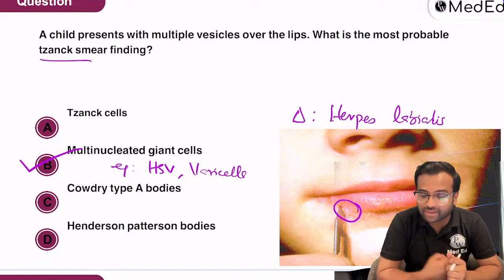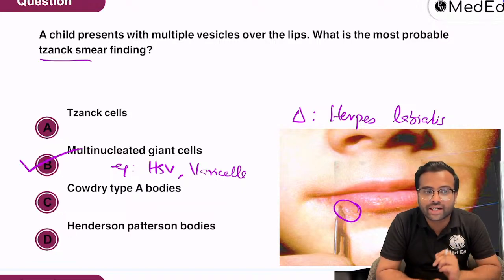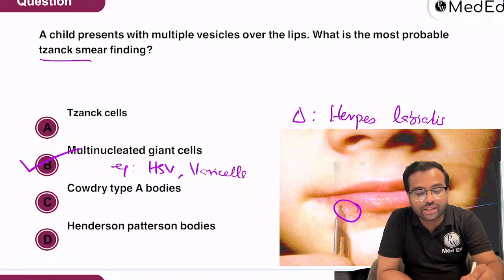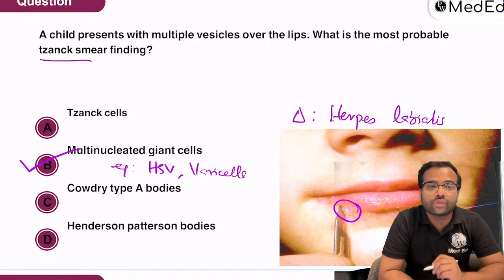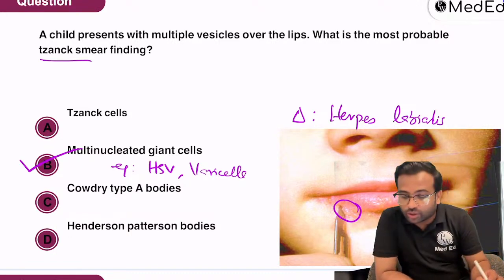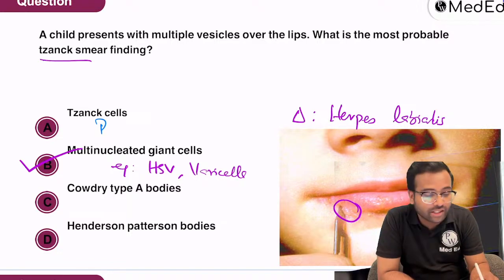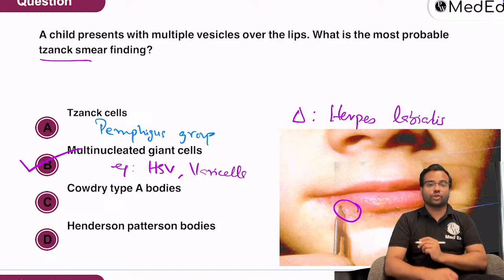Yes, please. Just try to push yourself. Where do you find option A, that is Tzanck cells or acantholytic cells? Tzanck cells or acantholytic cells is again a very important finding in this investigation called Tzanck smear. So this can be seen in the pemphigus group of diseases. Dr. Depaki is answering it right. So this is seen in the pemphigus group of diseases.